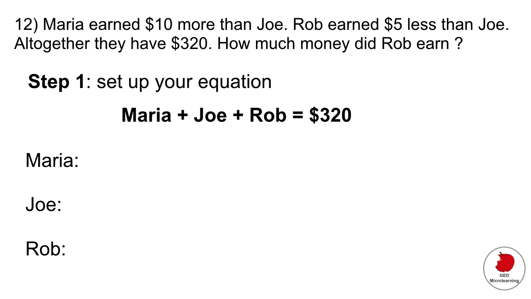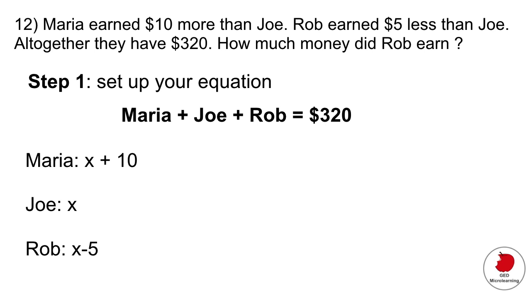And now we need to get our numbers together. So we don't know anything about Joe, right? We know that Maria earned more than Joe and that Rob earned less than Joe. So since we don't know how much Joe earned, we're just going to say that he earned x. And we know that Maria earned $10 more than Joe, so it would be x plus 10. And then Rob earned $5 less than Joe. So that would be x minus 5. All right, so now you have all your variables together.